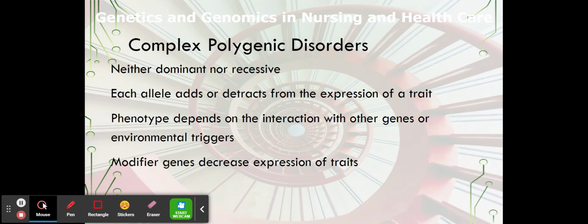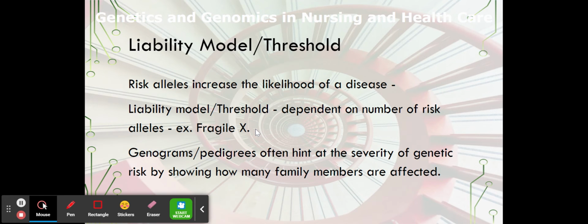Complex polygenic disorders are neither purely dominant nor recessive. Each allele adds or detracts from the expression of a trait, just like the ingredients in a cake add something to the chemistry, the flavor, the texture of that finished product, or they balance something else out. Phenotype depends on the interaction with other genes or environmental triggers. We have things like modifier genes that decrease the expression of traits. Okay? So it's complex.